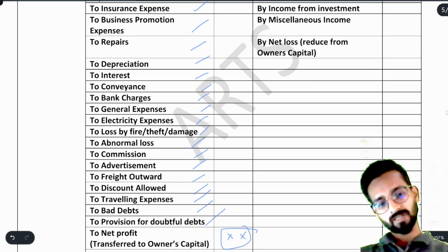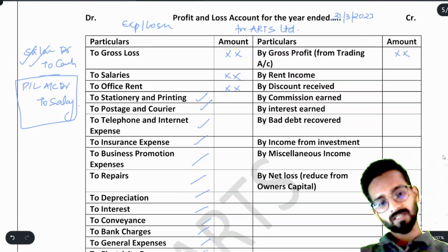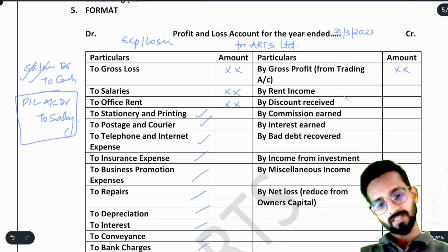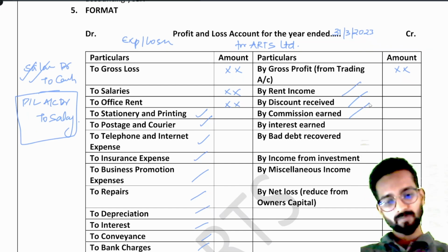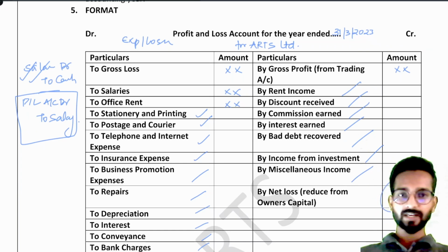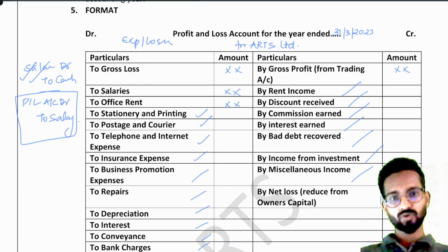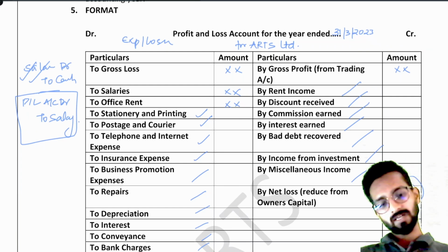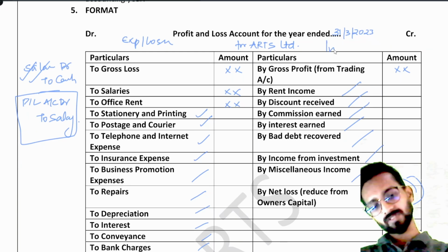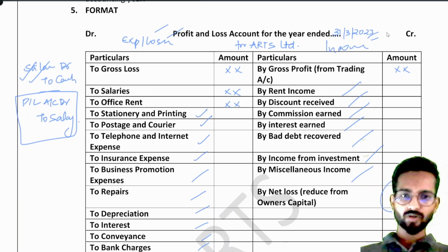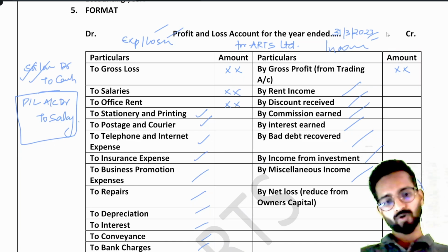Then here you will write the incomes on the credit side: rent income, discount we have received, commission earned, interest earned, bad debt recovered, income from investment, miscellaneous income, and here might come net loss. Either you will get net loss or you will get net profit. One of the two you will get. Simple. This is the income side, this is the expense side. The data will be given in the question. You just have to put the data and find out the profit.